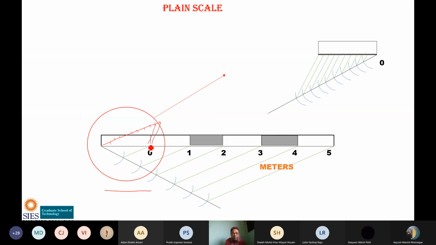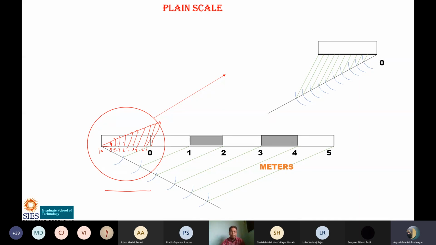Then from the next point I will draw a parallel line, like this. 1, 2, 3. So this is now 1, 2, 3, 4, 5, 6, 7, 8. This is the 9th one and this is the 10th. So how many parts can you count? 1, 2, 3, 4, 5, 6, 7, 8, 9 and 10.